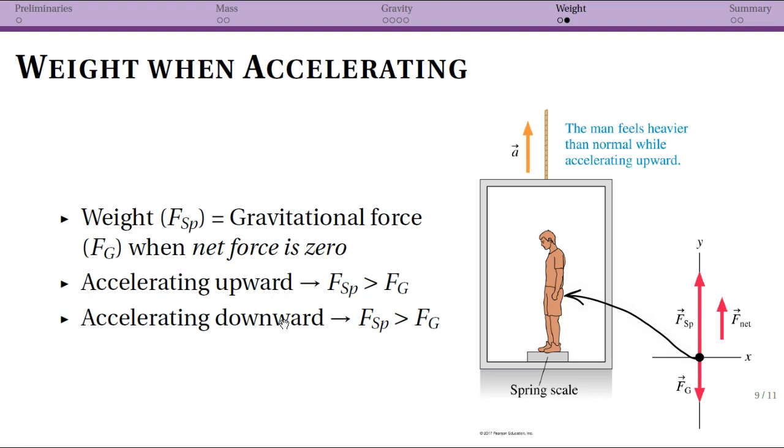If the elevator was accelerating downwards, your acceleration vector is flipped around, F net is flipped around, and now your spring scale force is smaller than the force of gravity. Oops, another typo. That's what happens when I copy and paste. Sorry, it should be like that.